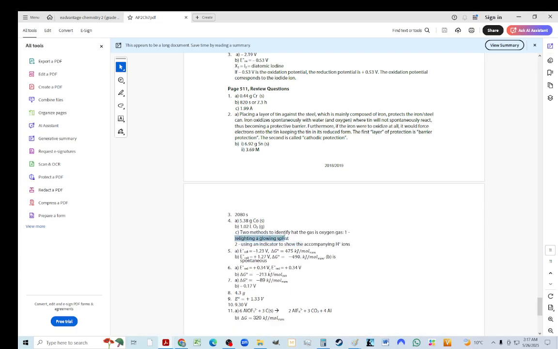Relighting a glowing splint. Yeah, that's technically not a good idea. Using an indicator to show the accompanying H plus. Yeah, because there will be H plus being produced. You're just showing that if there's H plus, there's O2 because it's water. I don't like either of those answers. This is a stupid question.